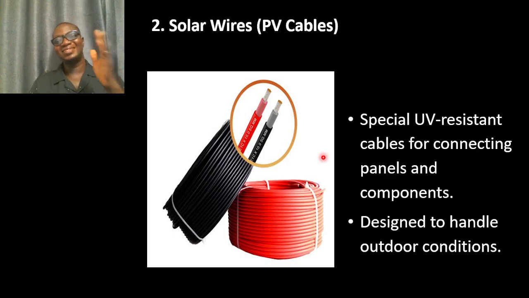The next thing you look at is the solar wire, or the PV cable, photovoltaic cables. These are special DC cables. They are stranded, not solid wire, and they are special UV resistant, for connecting panels and other components. They are designed to handle outdoor conditions: the high temperature, the cold weather, the rain, the sun, the wind, everything.